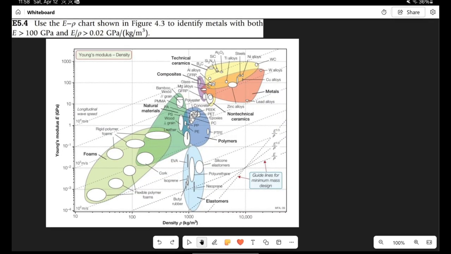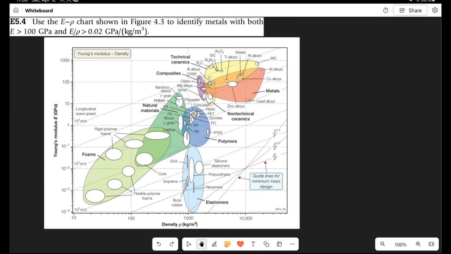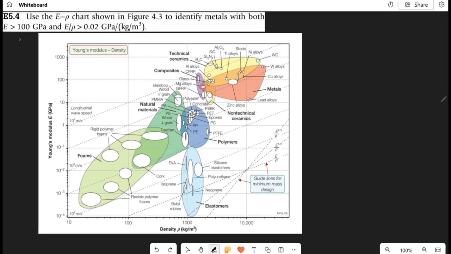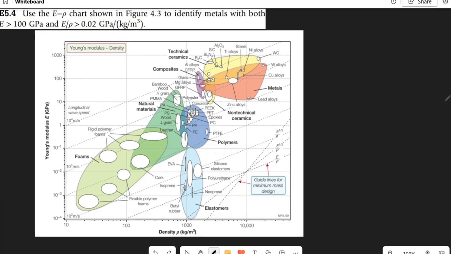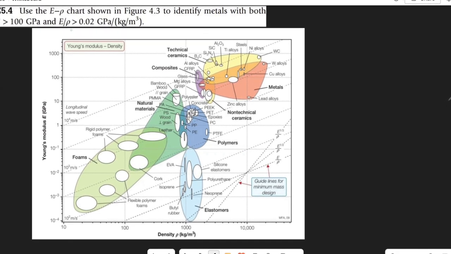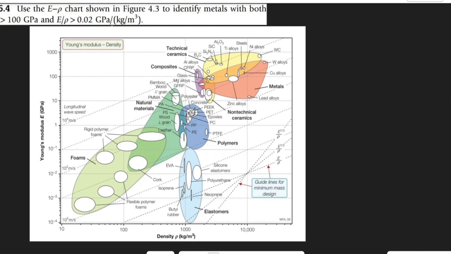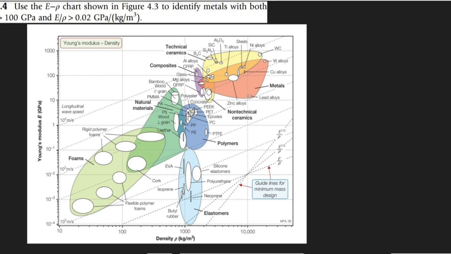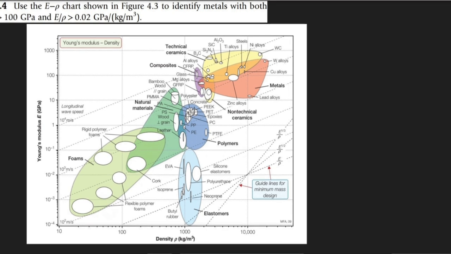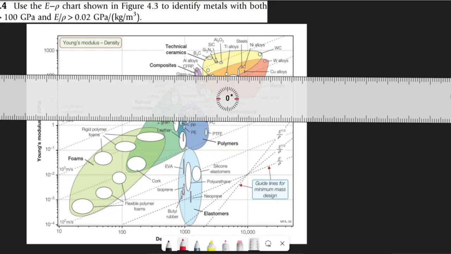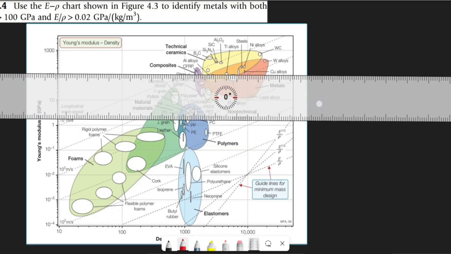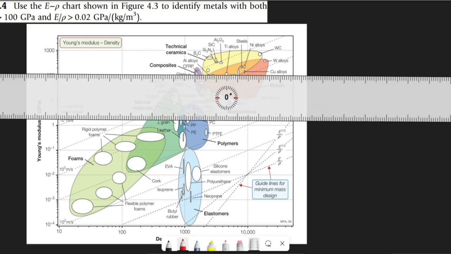Okay guys, for question 5.4, take a second to look at the question. Here it is telling us to identify metals with both Young's modulus greater than what? 100 gigapascal, and the relationship between Young's modulus and density should be greater than 0.02 gigapascal per kilogram per meter cube. So first, for 100 gigapascal, we have to find materials with Young's modulus above what? 100 gigapascal. So we get our ruler. At 100 gigapascal, this is it right here. Let's just stick this up. We just draw a line for 100 gigapascal.